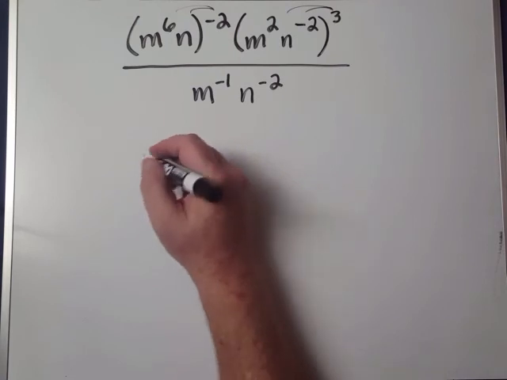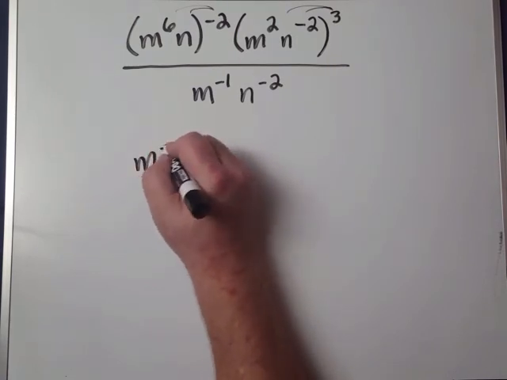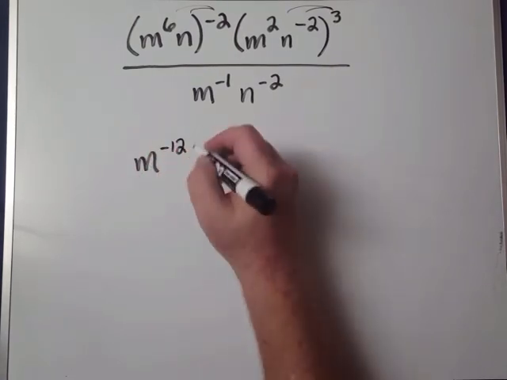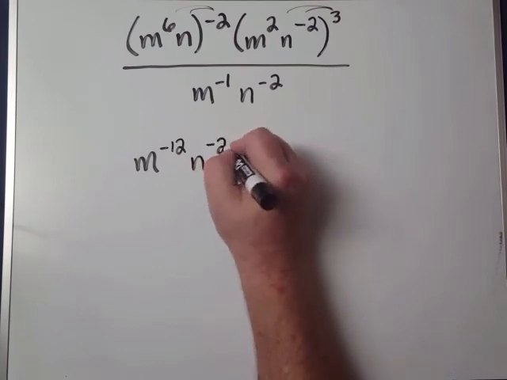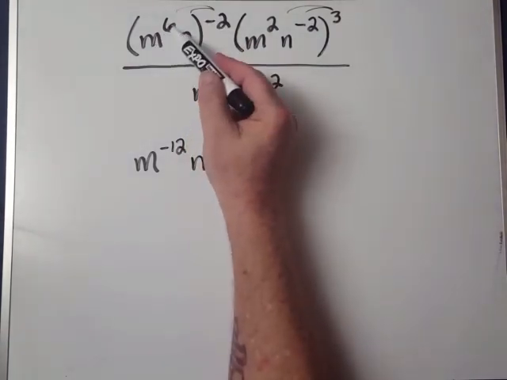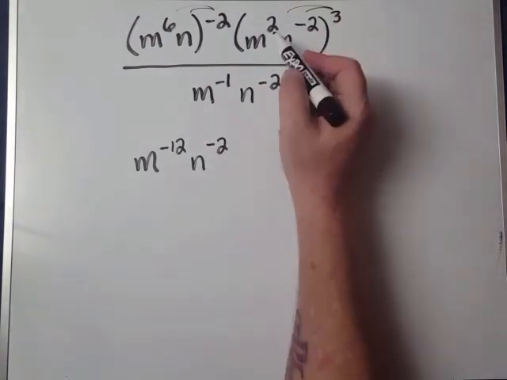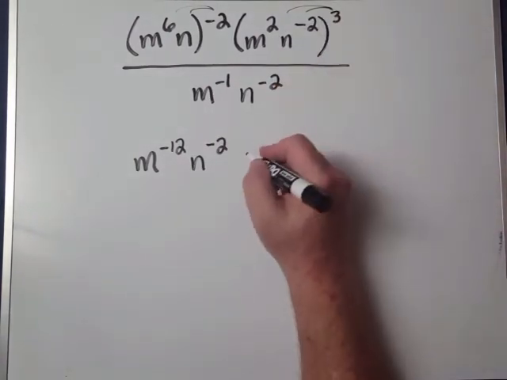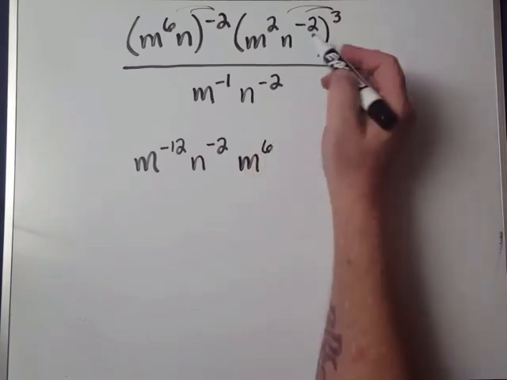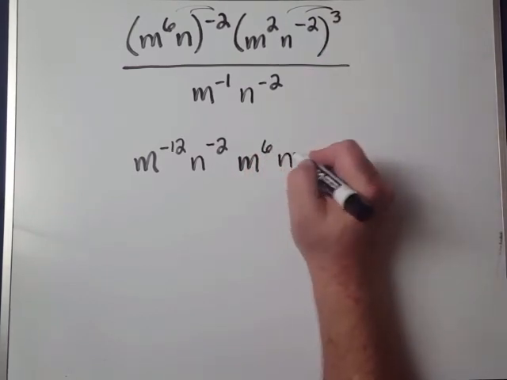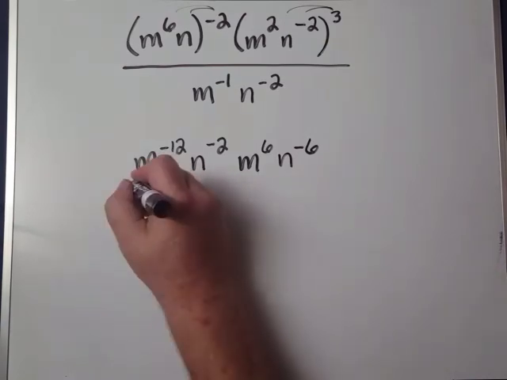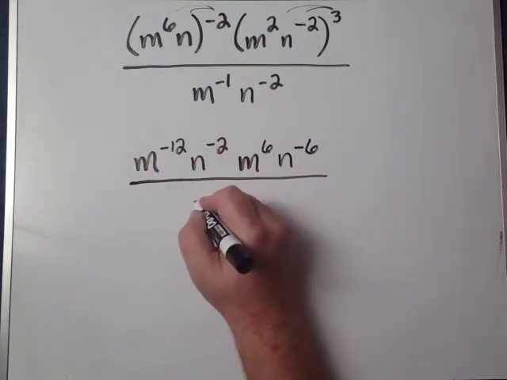Once we distribute those powers, this will look like m to the negative 12, n to the negative 2. Remember, power to a power, m to the 6 to the negative 2, multiply those powers. Times m squared cubed is m to the 6th as we multiply, and n to the negative 6th. And we did nothing with these guys in the bottom.